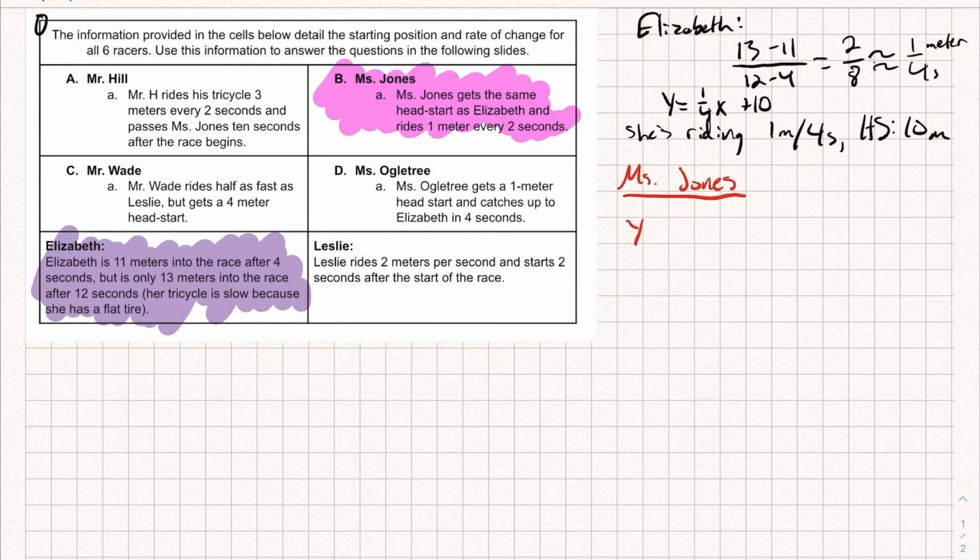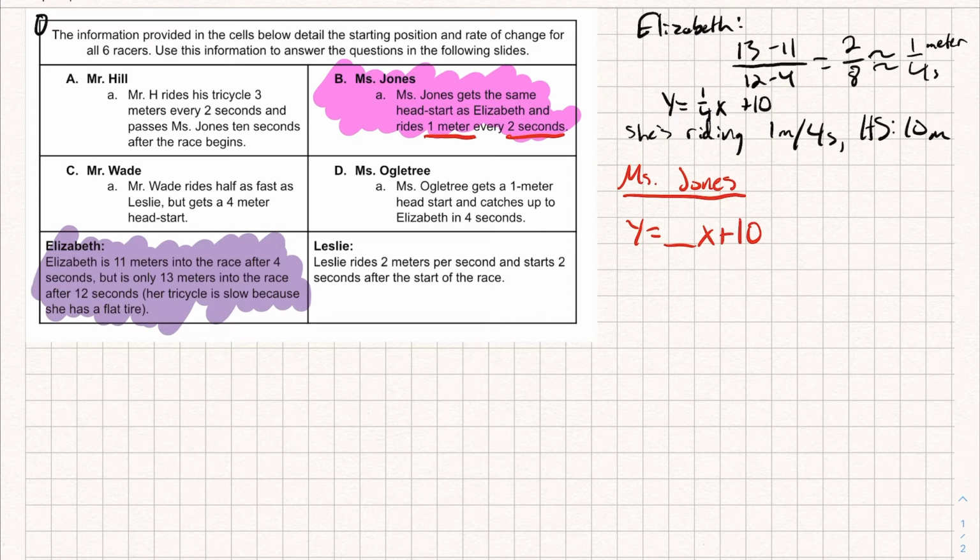So I already know if I'm going to write y equals something times x plus or minus something, if she's got the same head start as Elizabeth, then she's got the 10-meter head start that Elizabeth had. So with a head start of 10, it looks like we only need to find the slope. But in here it says that she rides 1 meter every 2 seconds.